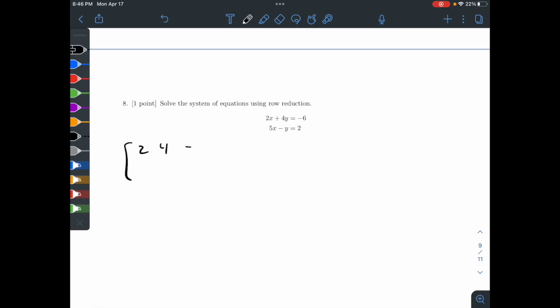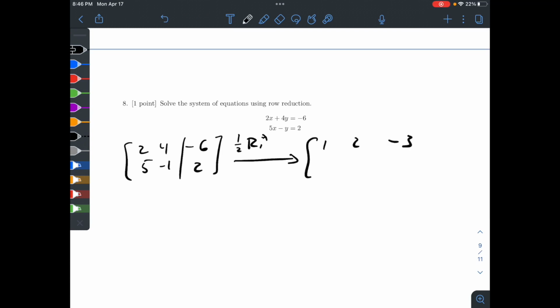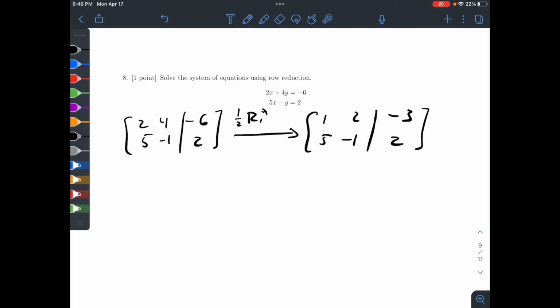So if we want to solve this thing using row reductions, we first put everything into an augmented matrix, like so. And then we just want to row reduce and solve. So let's divide row 1 by 2. Scale it down a little bit. Boom. Okay. And now I want to zero out this 5 right here. So I'm going to do -5 times this first row, add it to the second row to get rid of that 5 there. So -5 row 1, add it to row 2.